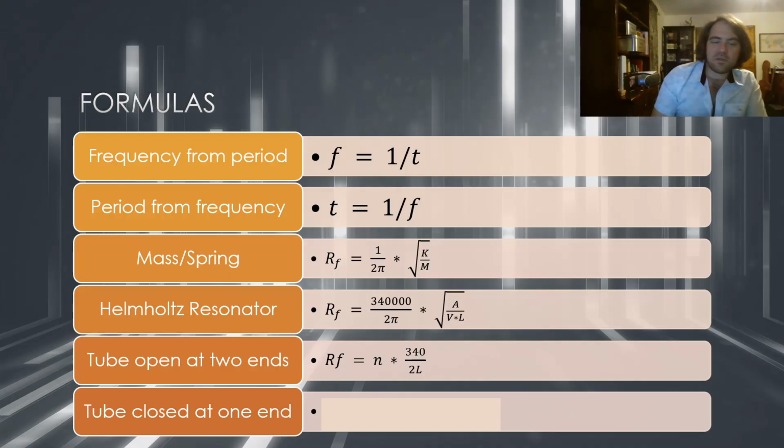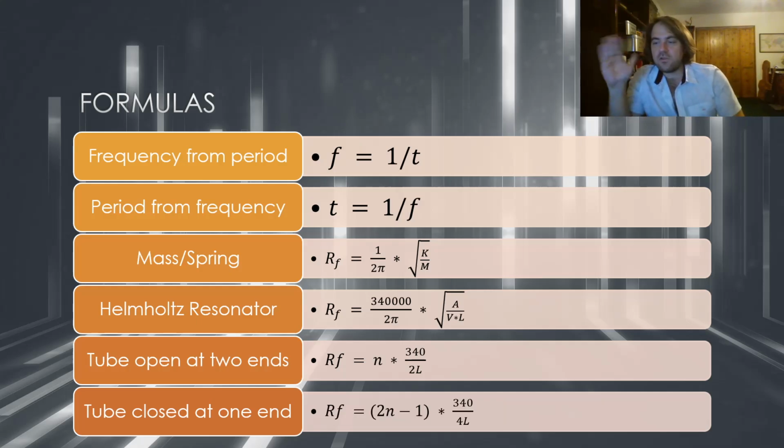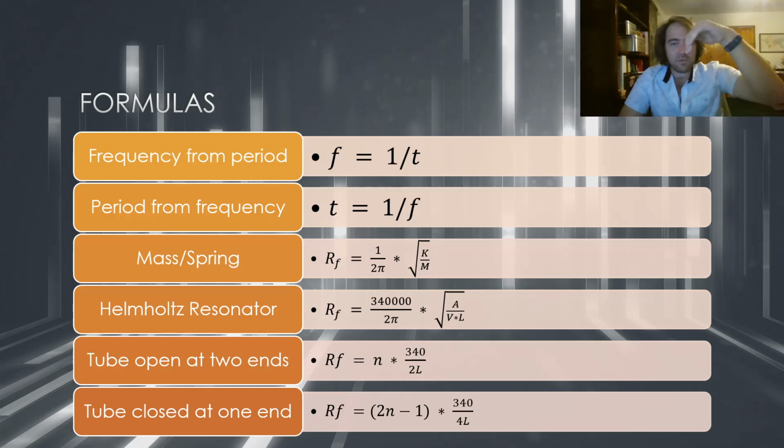Okay, last one. What about the tube that is closed at one end? A little bit different. 2n minus 1 times 340 over 4L, just like how the other one was over 2L. This is over 4L because we can fit a quarter of a wave into a tube that's closed at one end. So we have to multiply it by 4 to figure out what the lowest frequency is, account for the speed of sound, and then the N is going to give us every other harmonic, because remember, a tube closed at one end, it's a quarter but not a half, 3/4 but not 1, 1 1/4 but not 1 1/2.